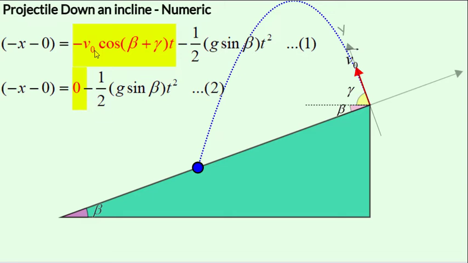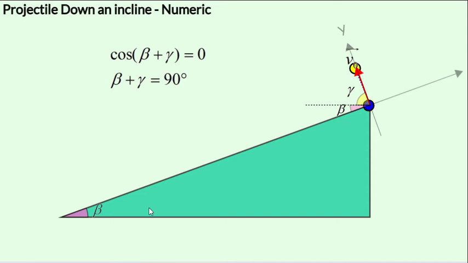Now v0 is greater than 0, and the time t is also greater than 0, which implies that cos of beta plus gamma must necessarily be 0. If cos of beta plus gamma is 0, then beta plus gamma must be 90 degrees. And if beta plus gamma is 90 degrees, it must mean that the projectile is launched vertically from the plane of the incline, or at right angles to the plane of the incline.